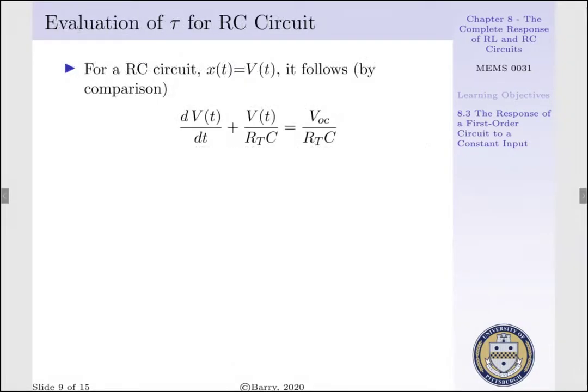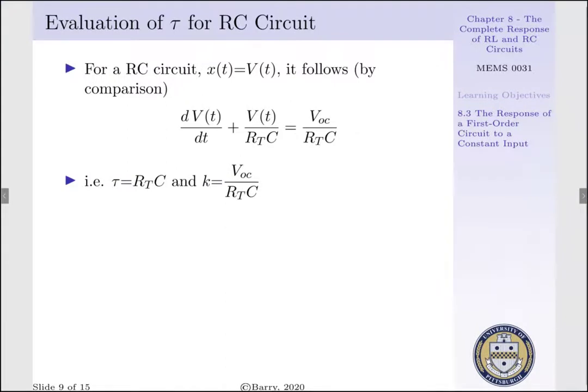If we go back to our RC circuit, x of t is going to be equal to our voltage as a function of time. Therefore, we'd have dv of t dt plus v of t per R_TH C is equal to V_OC per R_TH C. Now, if we compare this to the solution of our first order differential equation, we see that our time constant tau is equal to R_TH C. And our constant K is simply equal to the right-hand side of our equation, V_OC per R_TH C.